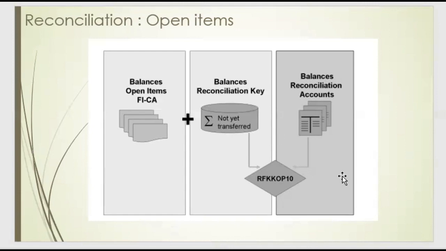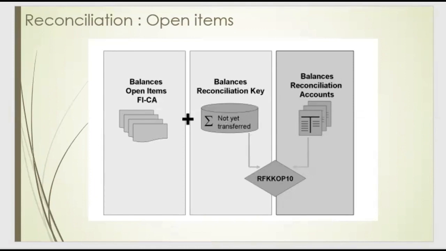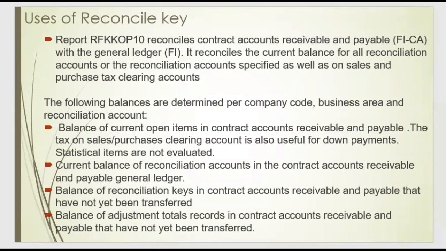Now why is it required? Because when we collect the money, it will clear each of the reconciliation key open items with the amounts. And once it gets cleared, it will go to the ledger as a clearing document. So what are the uses of the reconciliation? It is explained in detail here. The report FKKOP10 reconciles the contract account with the general ledger of finance.